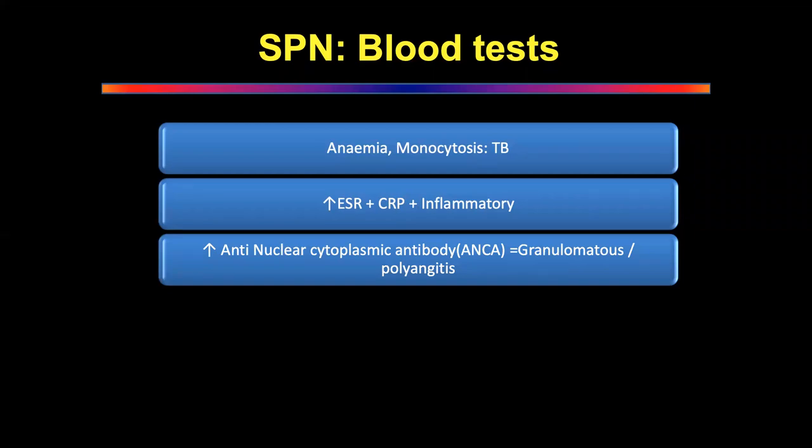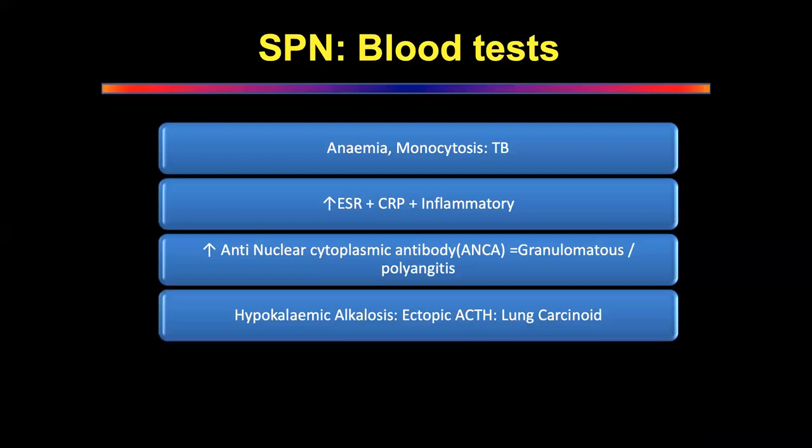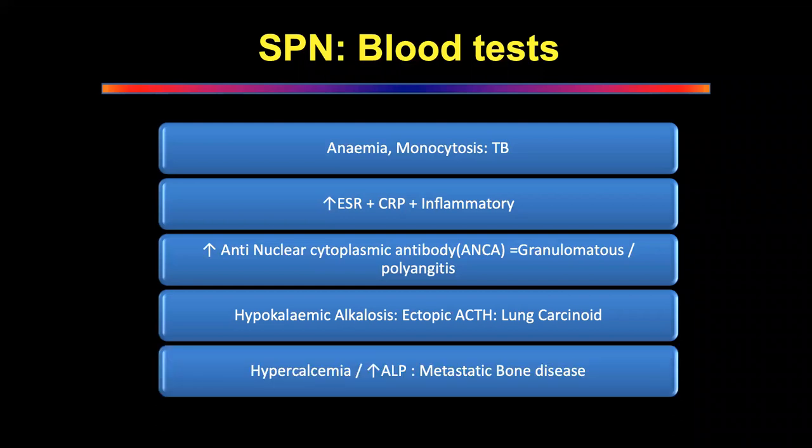What else? So others are with relation to the carcinoids and things like that. So you can look for hypokalemic alkalosis, or you can look for hypercalcemia and metastatic bone disease. Okay, remember these are important points. This is straight from the guideline. This is what you have to look for in an SPN. What else?